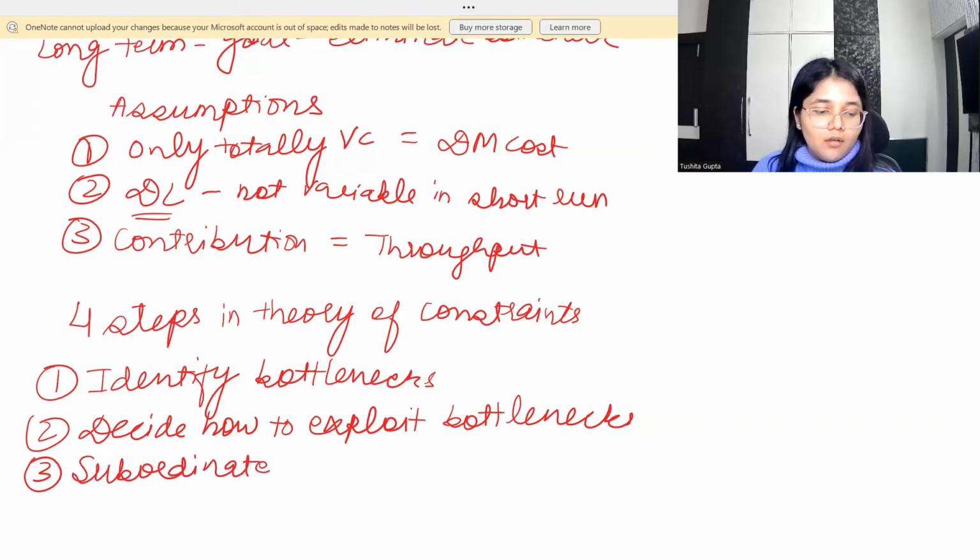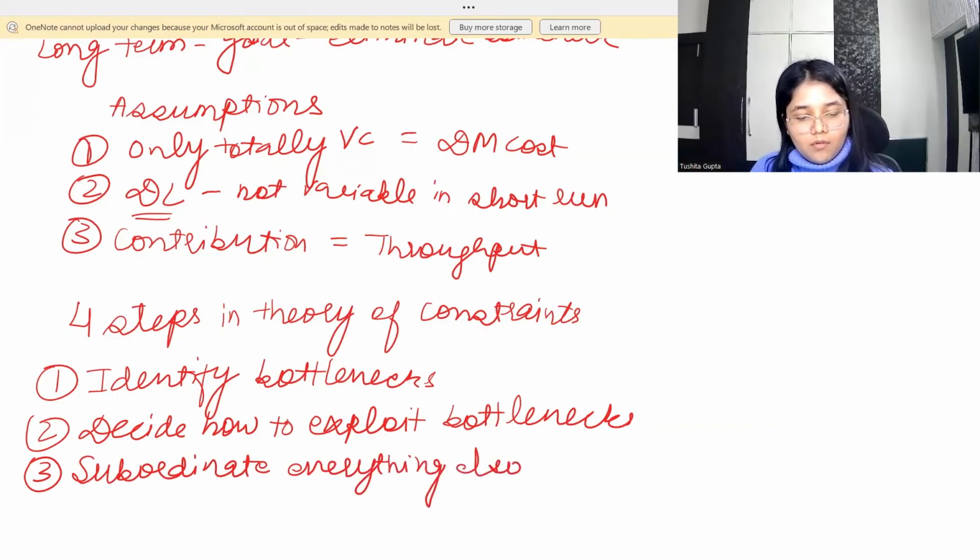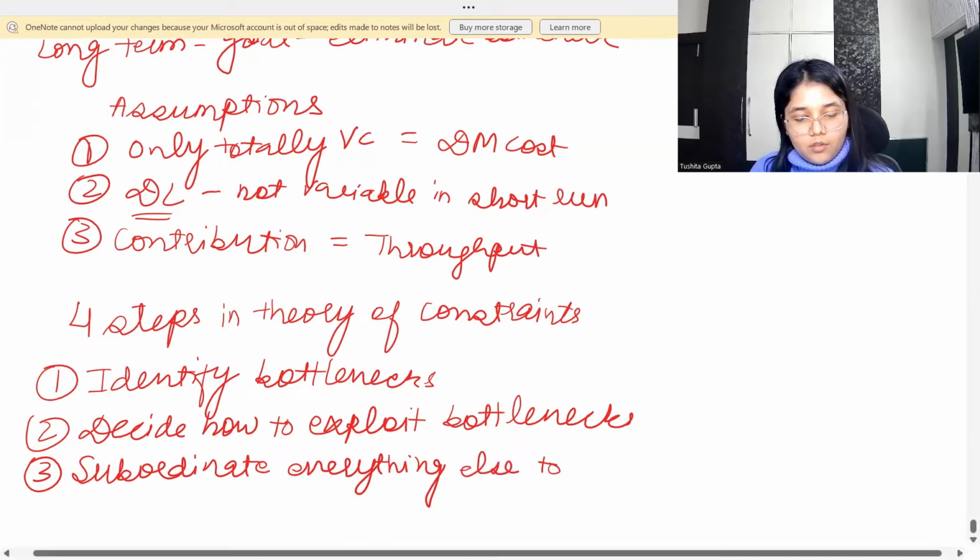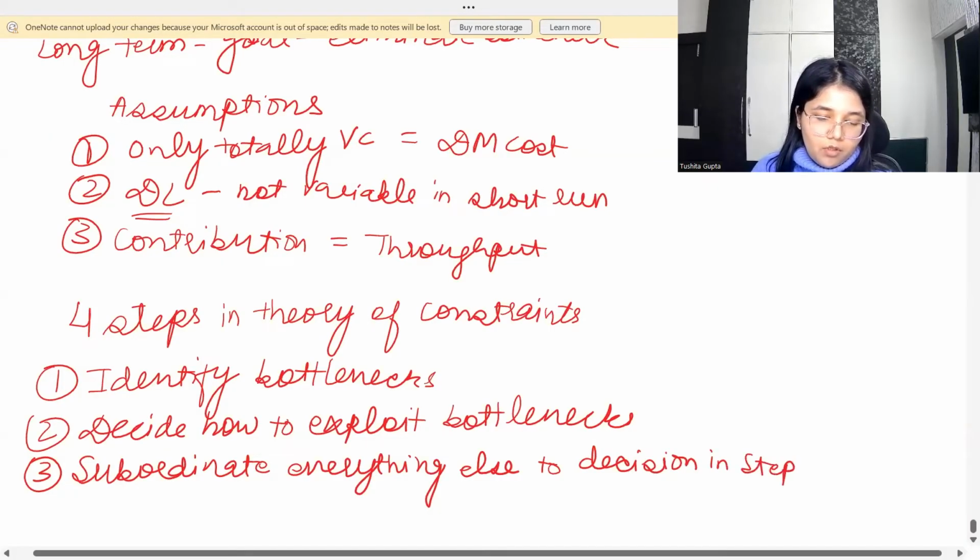Subordinate everything else to the decision in step two. What we mean by this is that once we have identified what the bottlenecks are and we have decided how we are going to exploit these bottlenecks, now everything is going to revolve around these bottlenecks. We are going to see what we can do to make the best use of these bottlenecks. These are available with us in a limited quantity, so we have to optimize the use of that.